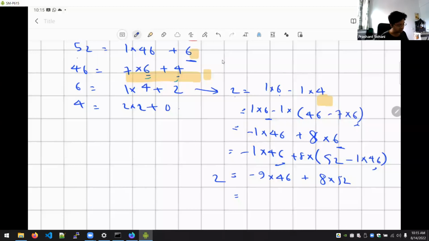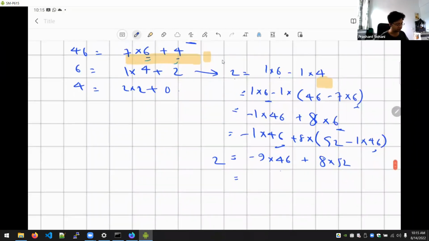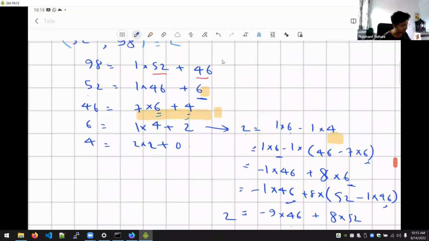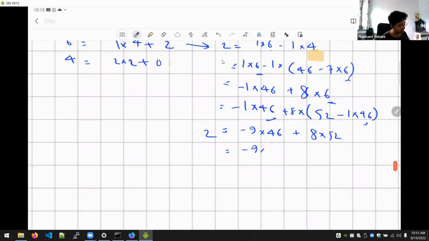And it's surprising. In general, you don't expect the product of two big numbers, subtracted from each other, to give a very small answer like 2. But by Bezout's theorem, we know that such numbers exist. I think only one more step is left. Now I substitute 46 from this, so 46 is 98 minus 52.